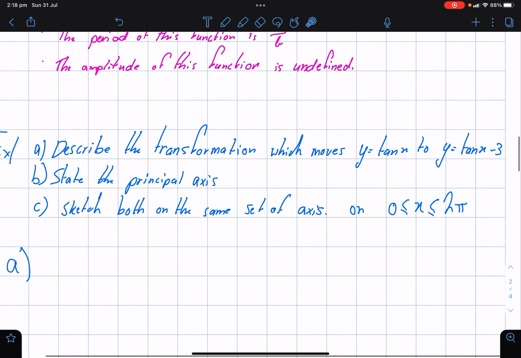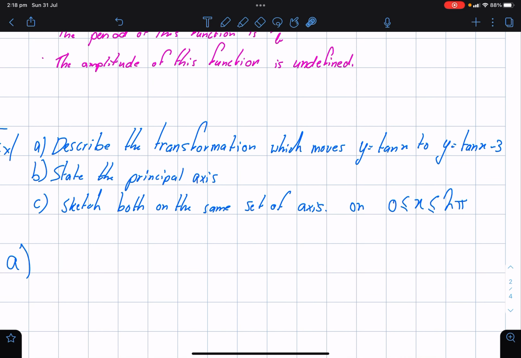Let's have a look at an example. So describe the transformation which moves y equals tan x to y equals tan x - 3. State the principal axis and sketch both on the same set of axes on the domain 0 is less than or equal to x, which is less than or equal to 2 pi.